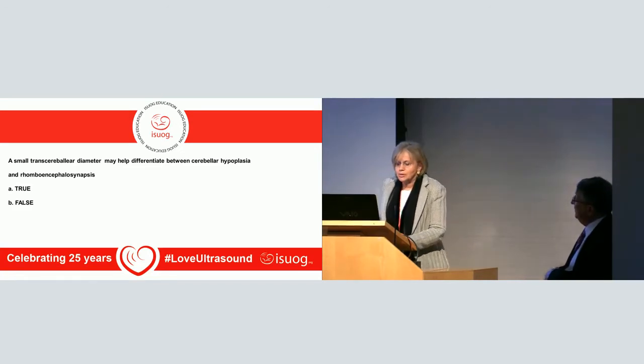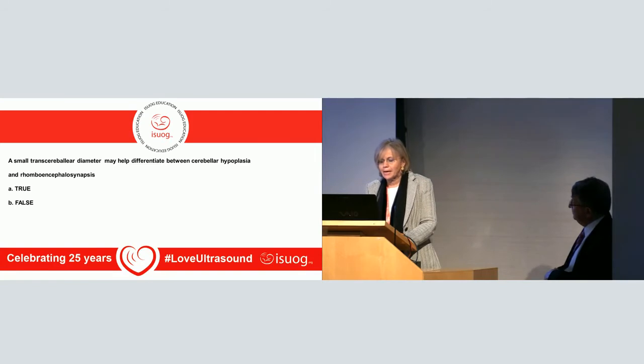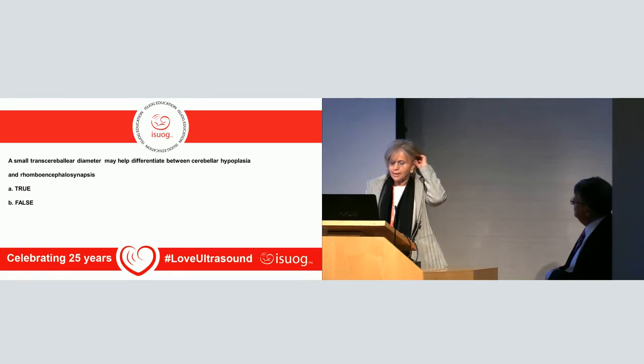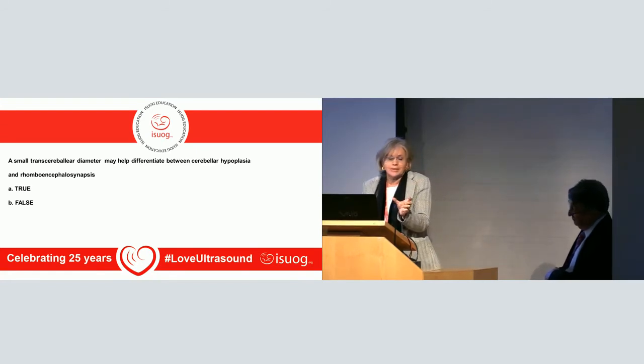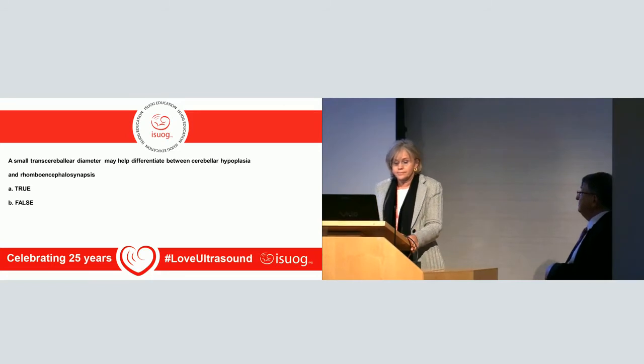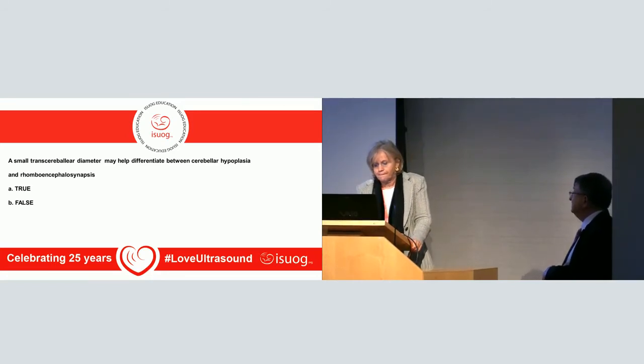Okay, we carry on. A small transcerebellar diameter may help differentiate between cerebellar hypoplasia and rhombencephalosynapsis. False? It could be both. In both cases the transcerebellar diameter is reduced, but in rhombencephalosynapsis you don't see the vermis. It can be differentiated by dimension, but in both of them it is small. Well, we'll say A, true. No, B.